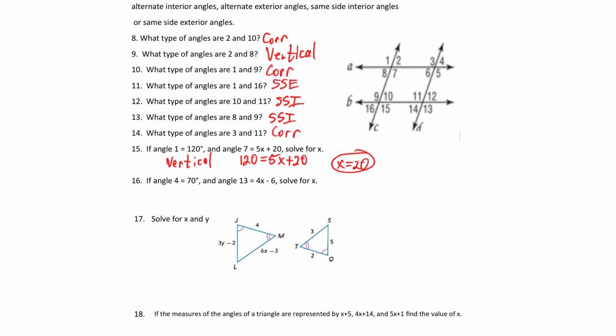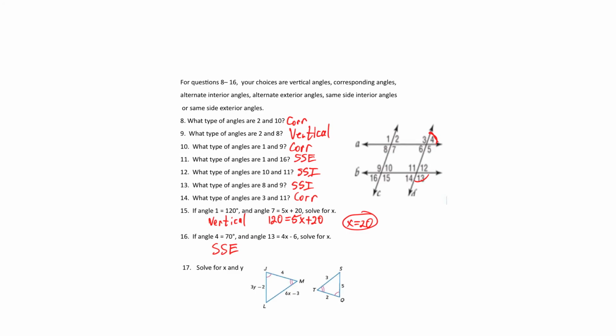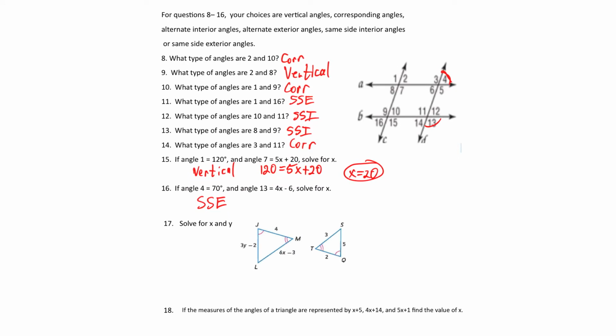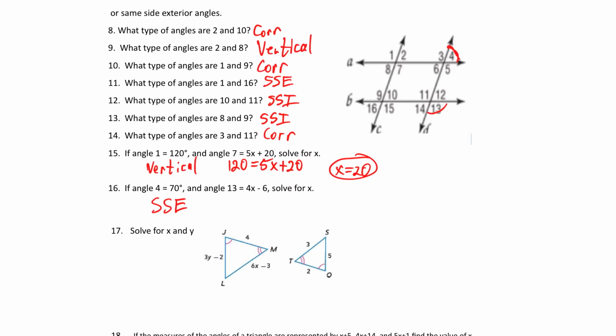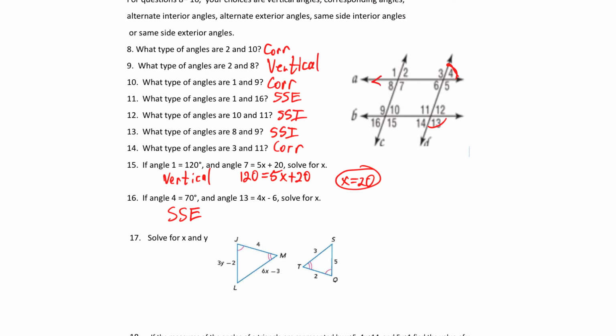Okay, number 16, 4 and 13. So what are 4 and 13? Same side exterior. And it doesn't say anything about it on here. It should for us to do this. But we're going to assume that line A and line B are parallel to each other. So if line A and line B are parallel, what do I know about 4 and 13? They're supplementary. They're not the same, they're supplementary. They add up to 180.